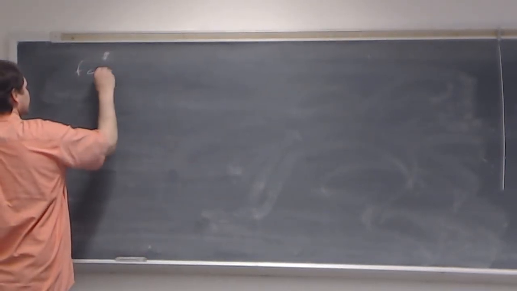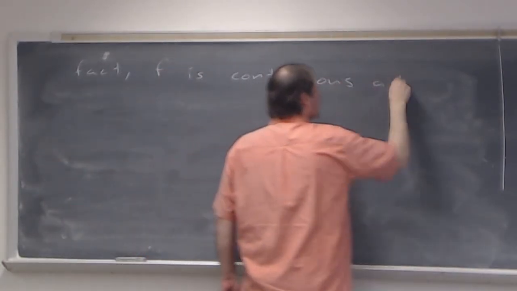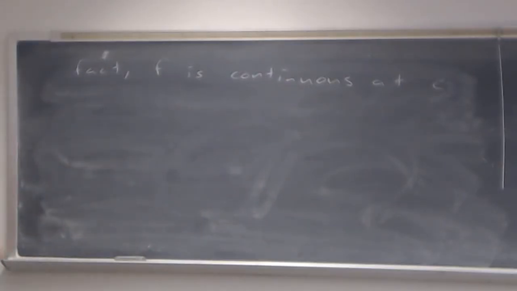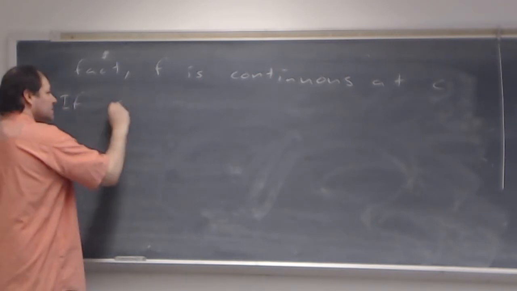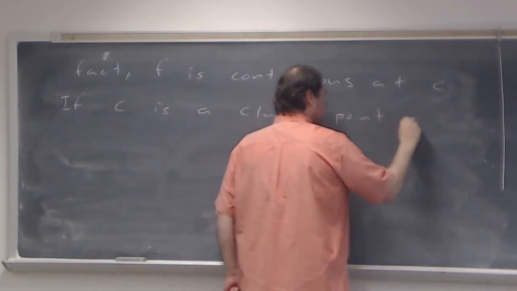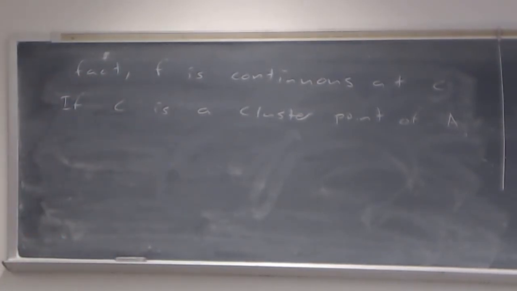By a previous fact, as John said, f is continuous at c. So that's case 1. For the only other possible case, c is a cluster point of A, then we can show continuity as long as the limit as x goes to c of f of x equals f of c.